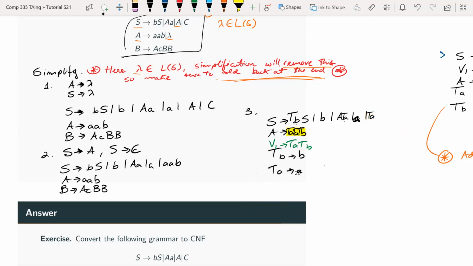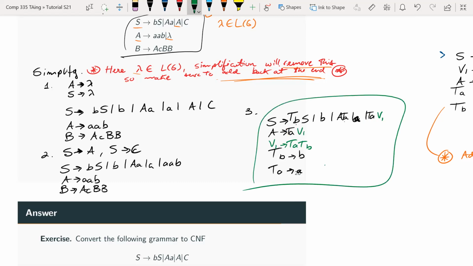Then I can replace TATB with TAV1. And the same thing here, I can replace TATB with V1. And then this becomes my equivalent CNF. Okay, any questions for this?